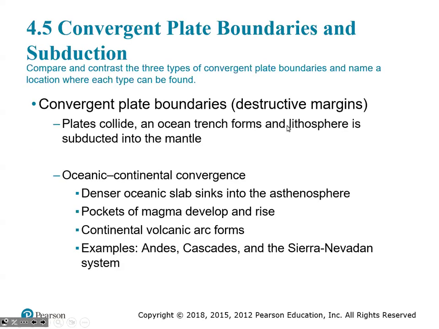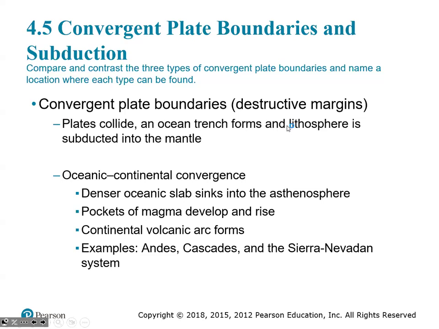So divergent plate boundaries are where two plates are spreading apart. So molten rock, magma, comes up to the surface and forms new crust. Convergent plate boundaries are destructive margins. They're where two plates collide, are coming together, and generally one plate ends up subducting under the other, getting pushed down under the other plate. So the plates collide. If there's oceanic crust involved, then an ocean trench forms and lithosphere gets subducted into the mantle.